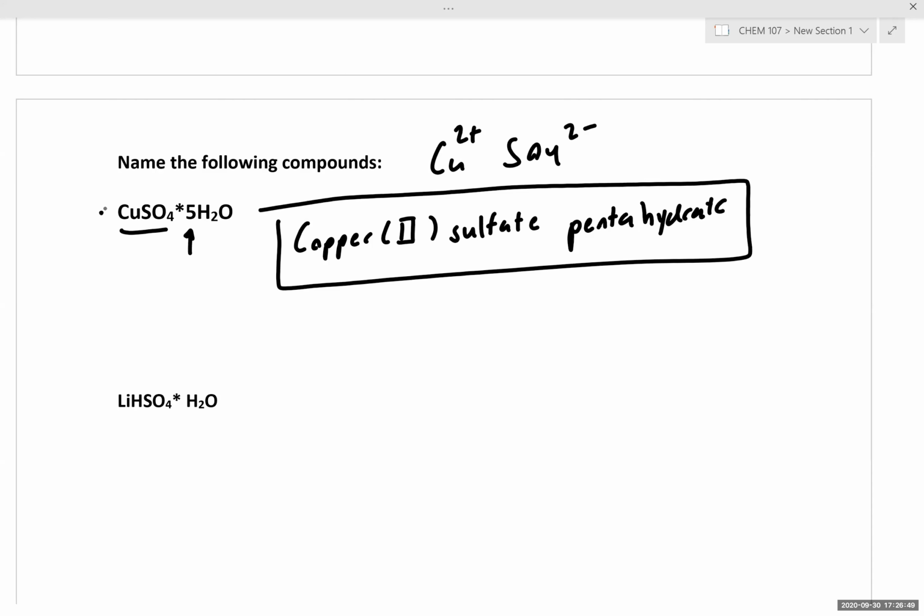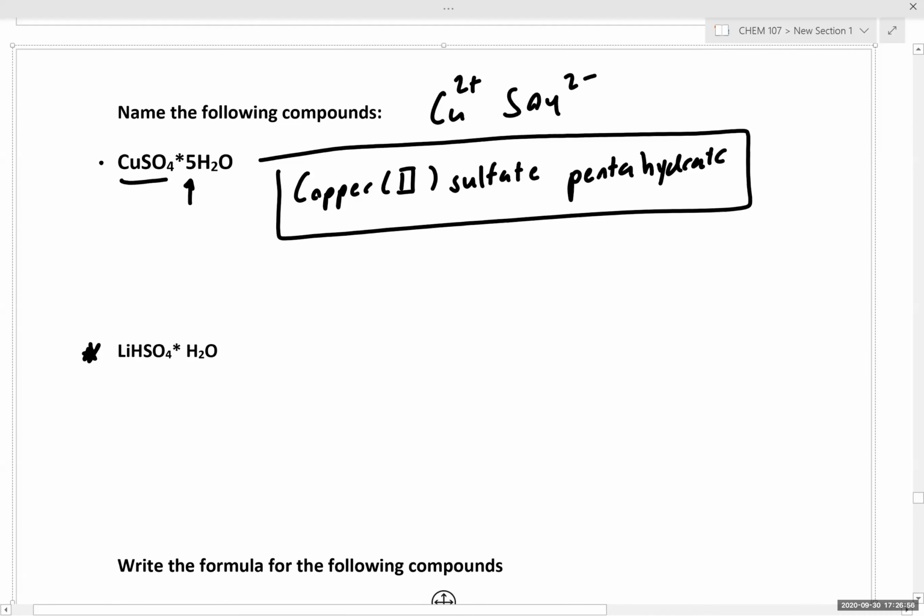So let's try to apply what we've learned and write out the formula for the following compound. Let's spend about 2 minutes on this example.